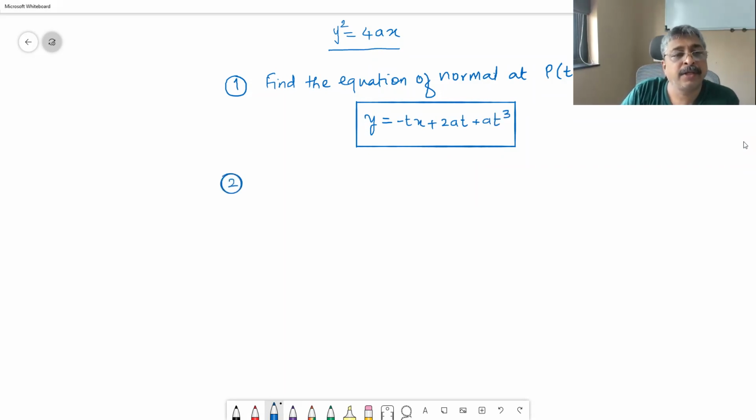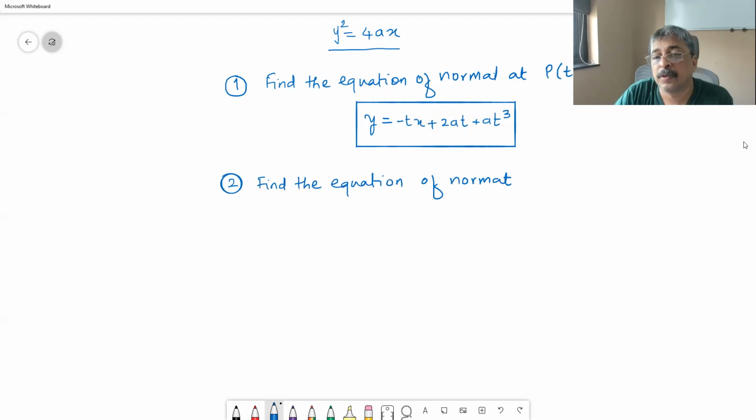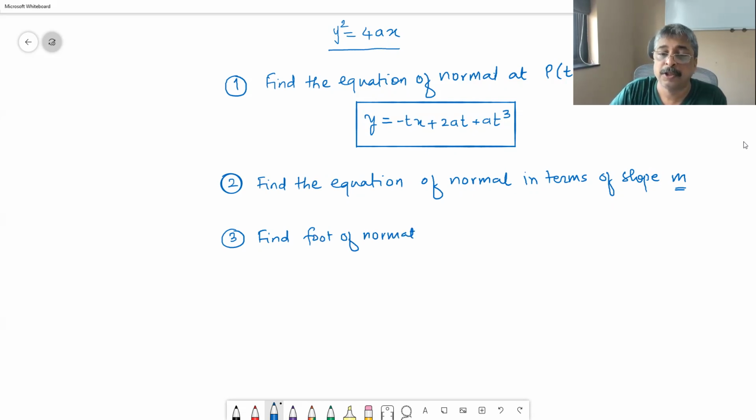Second, the way we write the equation of tangent in terms of slope, find the equation of normal in terms of slope m. M is the slope of the normal now. The equation of normal will look like... Third question in this: find the foot of normal in terms of m.